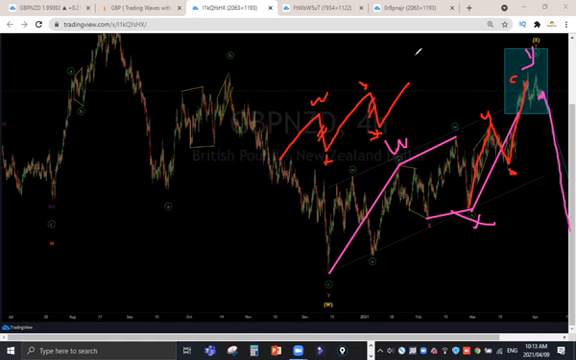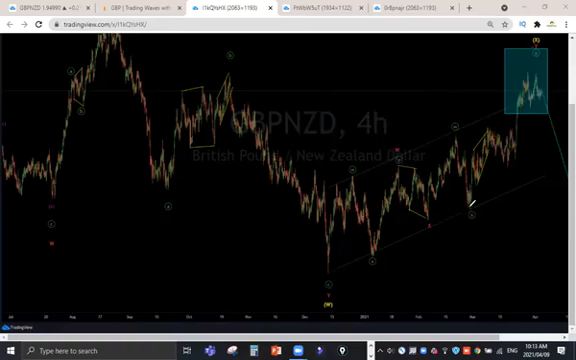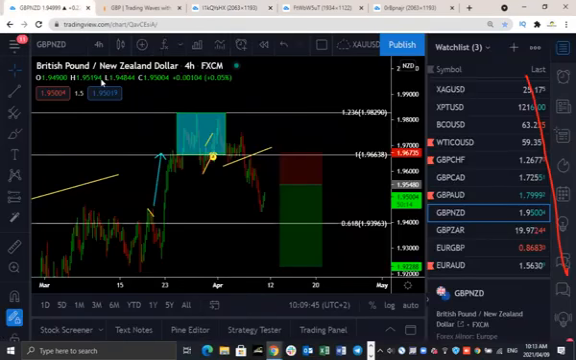Right, so let's continue. That is what we're looking at. If you're looking at ABC, the ABC is only here. The bigger structure is WXY. Now we're looking at this. If we are going to look for any trade setups, it's going to have to be to the downside.